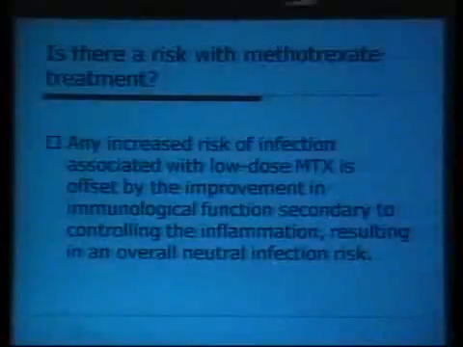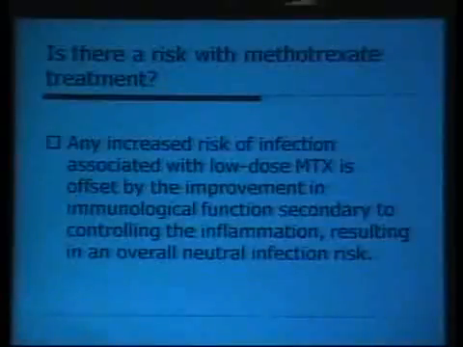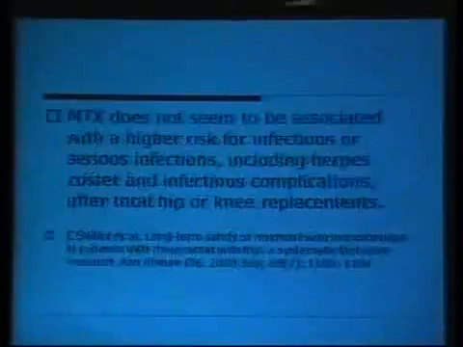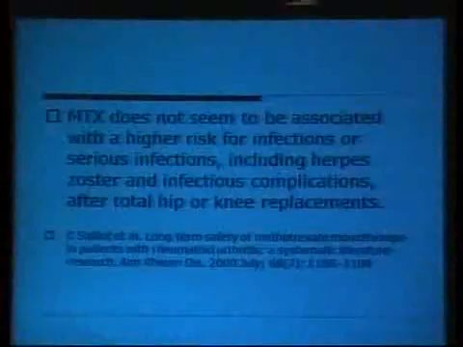It has been suggested that any increased risk of infection associated with methotrexate, low-dose methotrexate usage, is offset by improvement in the immunological function overall, and resulting in an overall neutral infection risk. And there have been studies which have actually shown that there is no increased risk of infections in individuals who undergo hip or knee replacements who are on methotrexate.